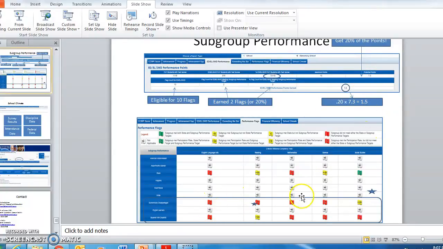Here are their 10 flags down here. Like us, their English language learners are not applicable, so they don't count those. There is the red, where they did not get credit for those flags. They did get this yellow flag over here and this one down here where their subgroups met the performance targets. Those are the 2 flags that they earned, their 20%. So let's go ahead and look at ours.